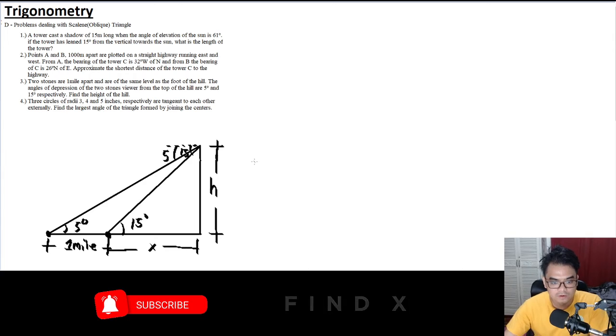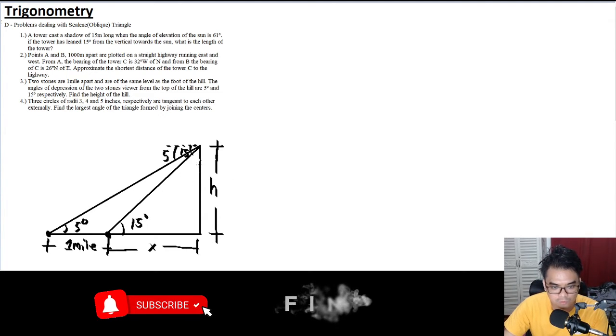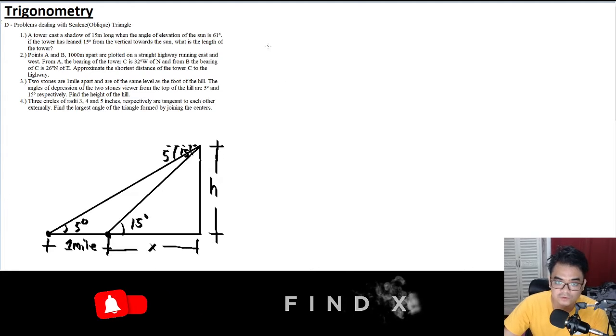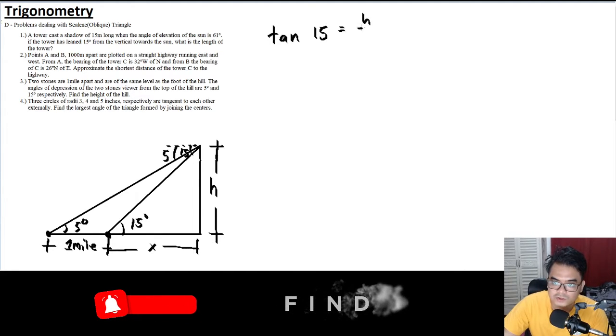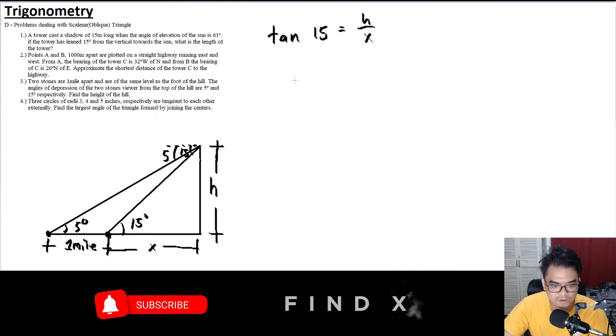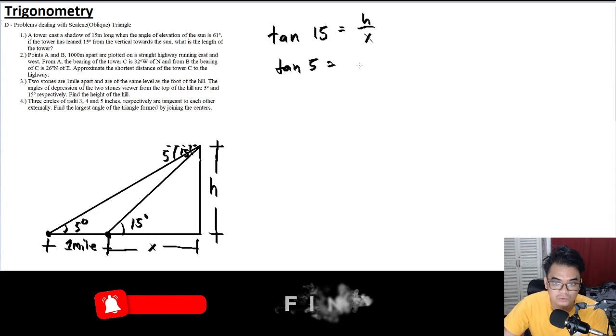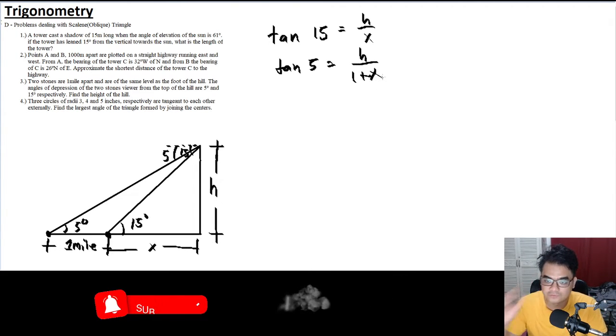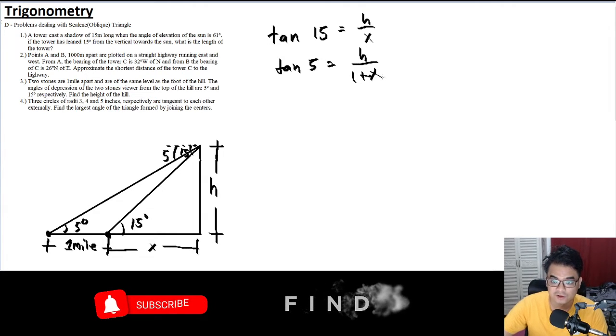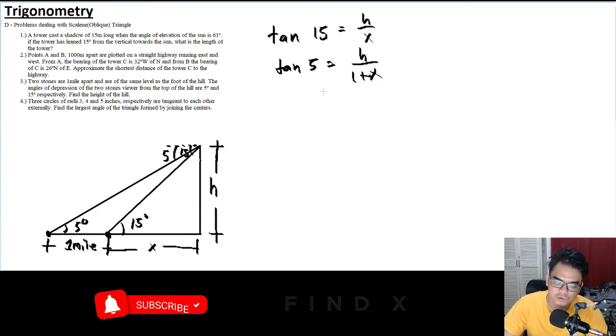So for the first triangle, the smaller triangle, the one with the 15 degrees, we can have their tangent, right? The tangent 15 is equal to h over x, and then the larger triangle can have their tangent 5 is equal to h over 1 plus x. Okay, so we can find the value of h and x actually, but we only need h. So with that, you can just use your own method.